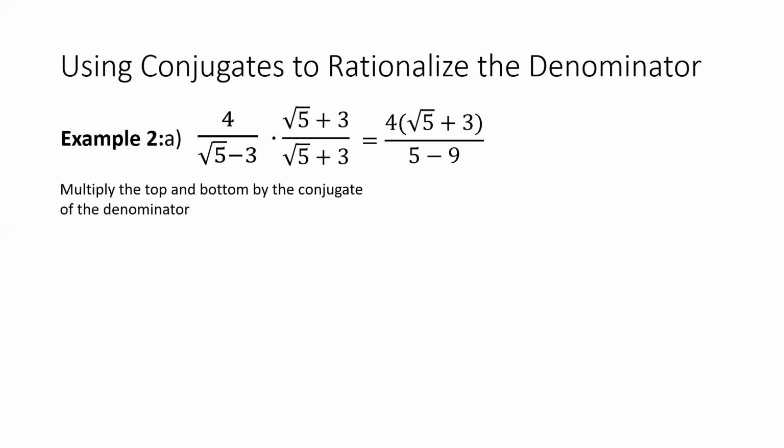All of that being said, and I do highly recommend this if this is the first time you've seen rationalizing the denominator, if you want to, multiply it out. You're going to see that you get root 5 times root 5, which is 5, and then a minus 3 root 5 and a plus 3 root 5, which cancel themselves out. And then negative 3 times 3 is negative 9.